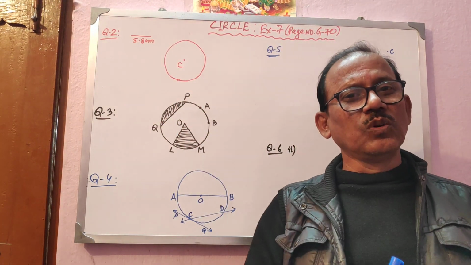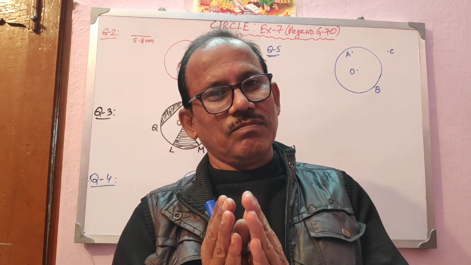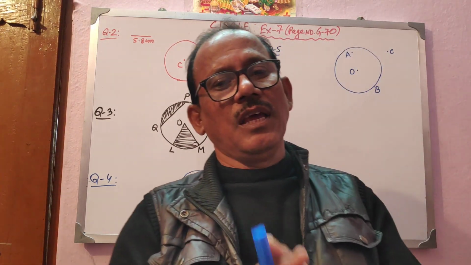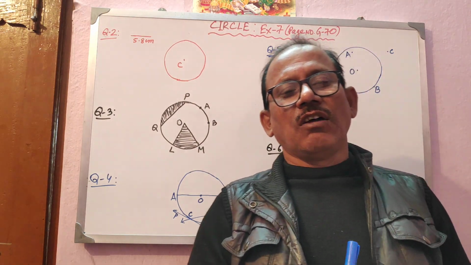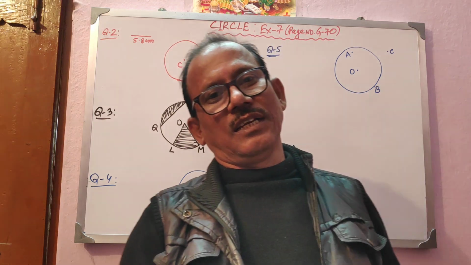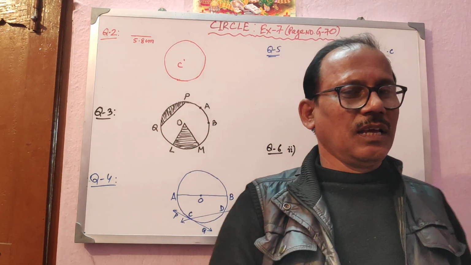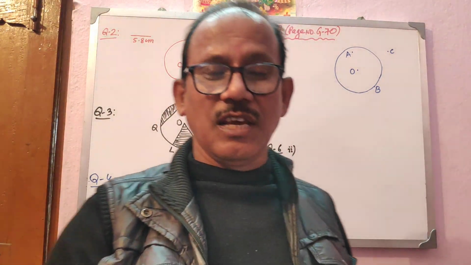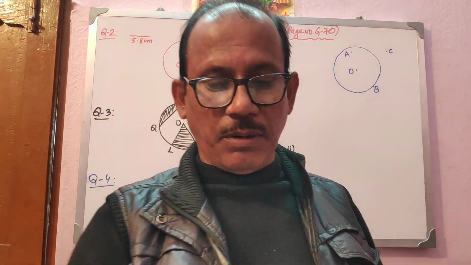Sector means when the two radii make two parts of the circle, each part will be a sector. Okay, and segment means when a chord of the circle divides the circle into two parts, each part becomes a segment. You understand all these things. Now I will be discussing the exercise so that the knowledge you have gained through the previous video can be implemented.